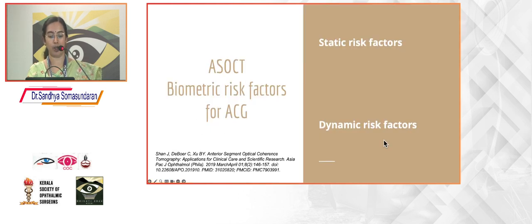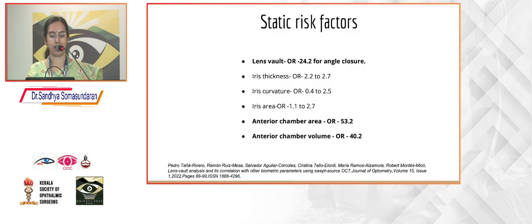Now there are some biometric risk factors for angle closure glaucoma. This is found in one study, that is static and dynamic risk factors. Static risk factors are all these, but among them they have found that lens vault, anterior chamber area and anterior chamber volume are associated with the higher odds for angle closure. That is, if the lens vault is more, if the anterior chamber area is less and the anterior chamber volume is also less, then there is a high chance for angle closure.